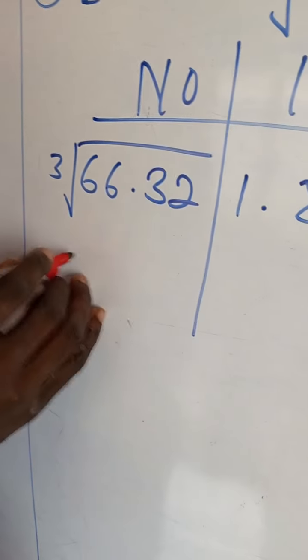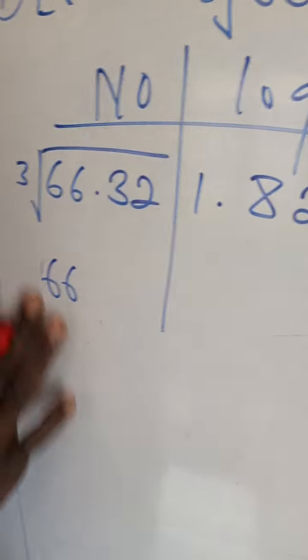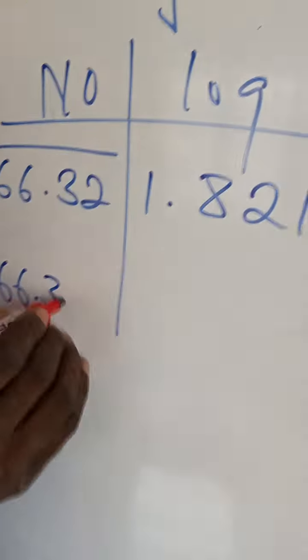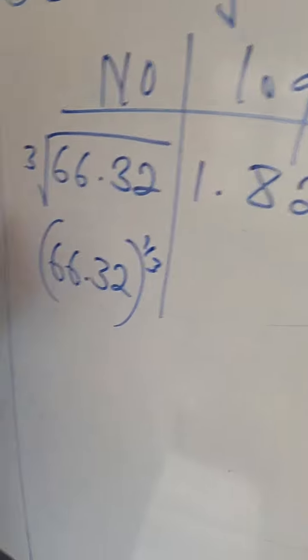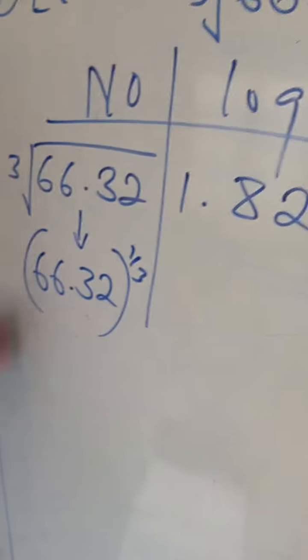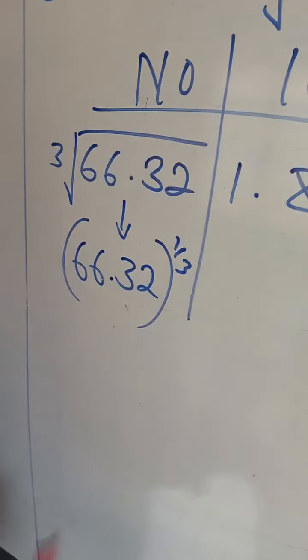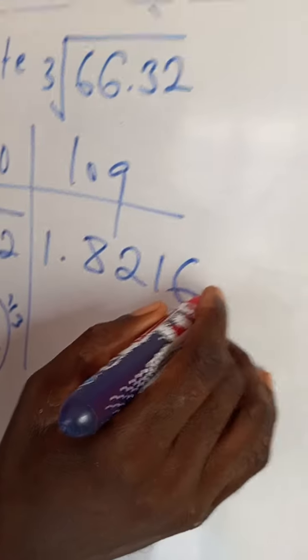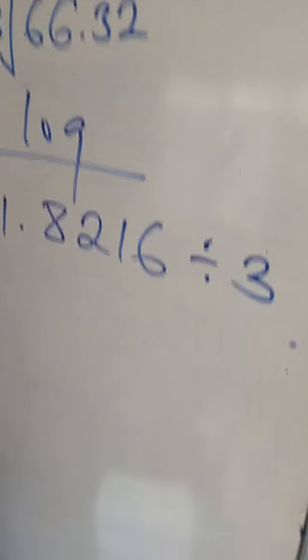This one can also be written in another form. Perhaps you may see it written in this form. It's still the same thing, in this form where it will be 1 over 3. These two are the same, so take note. This one is the one that forms the cube root. Having gotten this, you have gotten what is inside. So the next thing is to divide by 3.